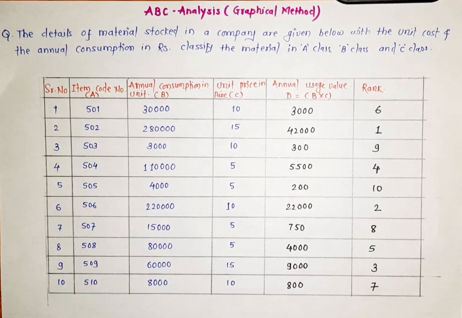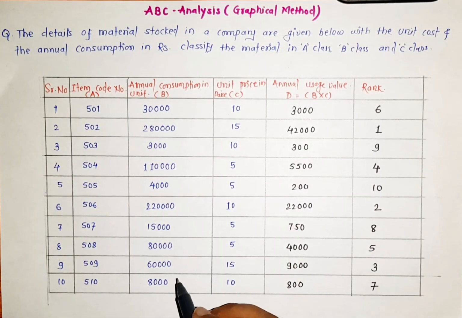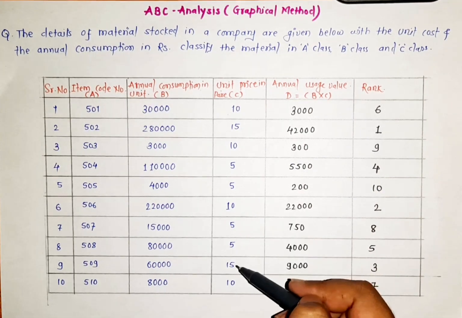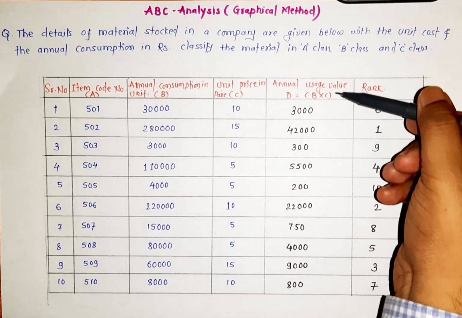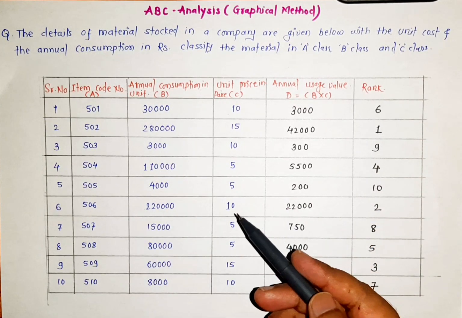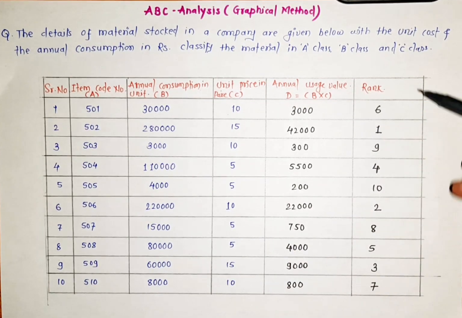So whenever we are given items with their annual consumption and the unit price, whatever is in paise, we convert it into rupees. And then after getting the annual usage values, that is the multiplication of consumption with the paise or rupees, we give them a rank from first to 10. As here there are 10 items, there will be ranks from first to 10.